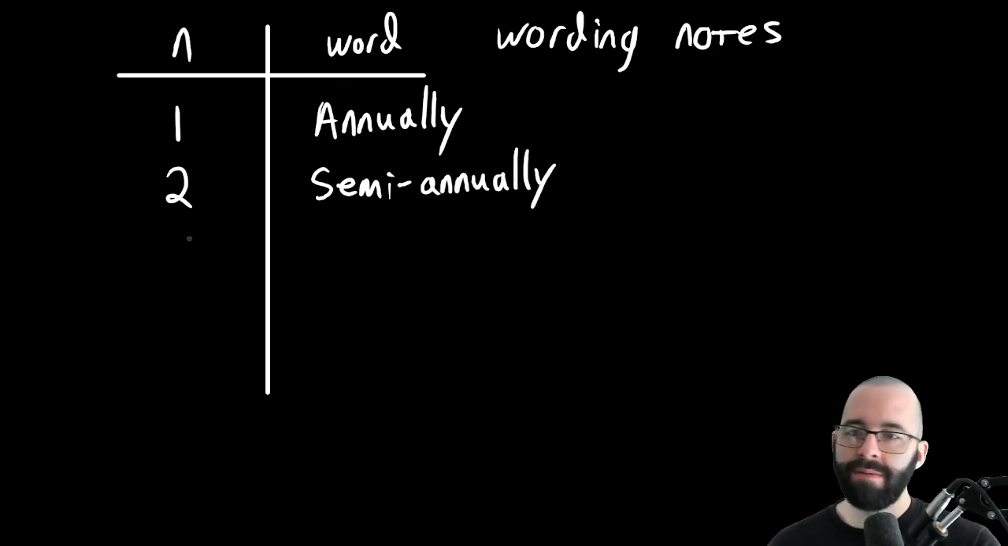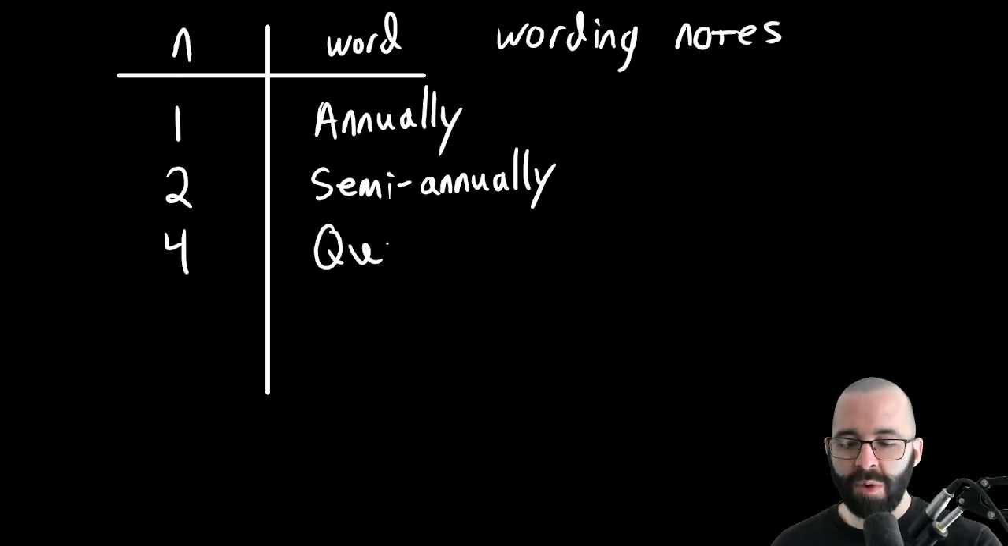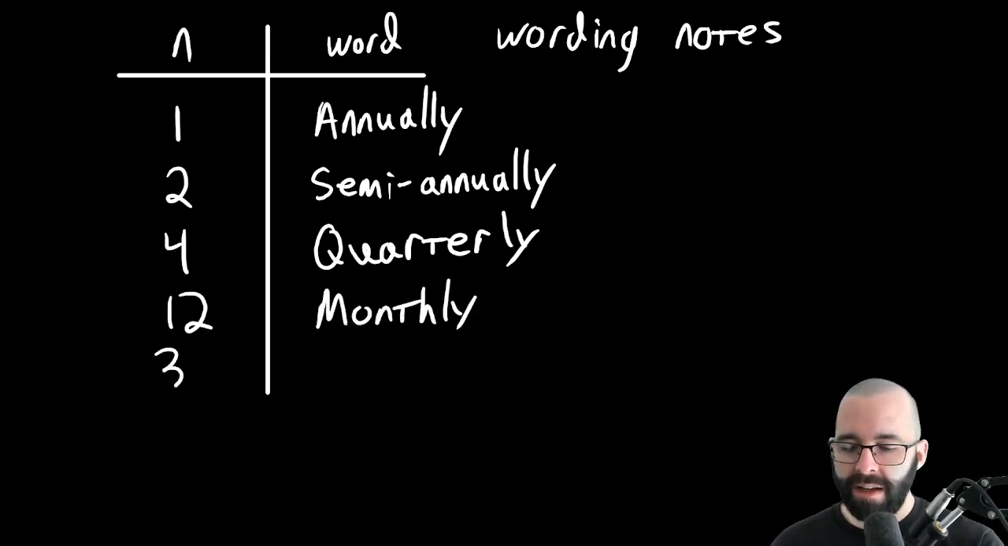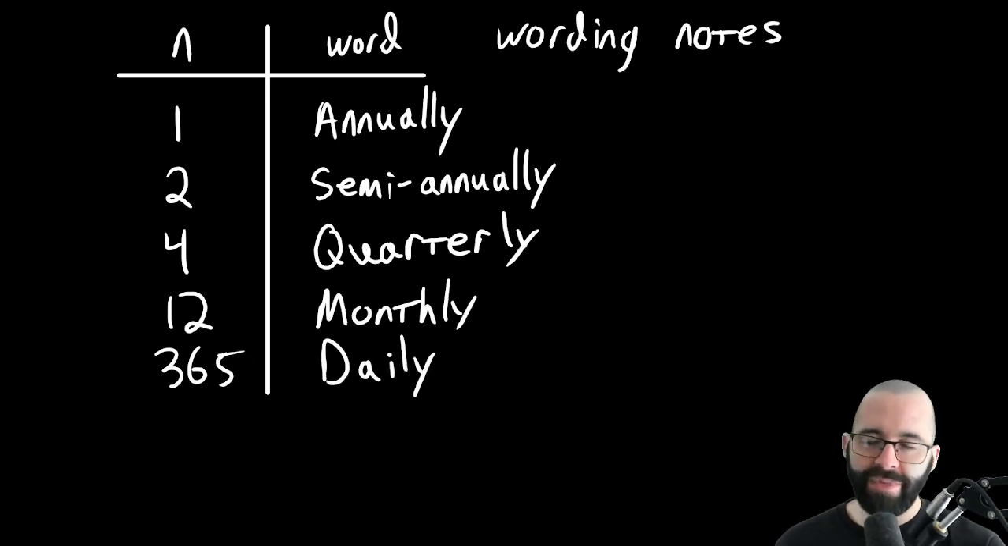n equals 3, that doesn't really happen. n equals 4, that's quarterly. n equals 12, that would be monthly. You could also do n equals 6, bi-monthly. I hate the word bi-monthly though, because sometimes it means twice a month and sometimes it means every other month. 365 would be daily, unless we worry about leap years. And then we can keep on going, right?